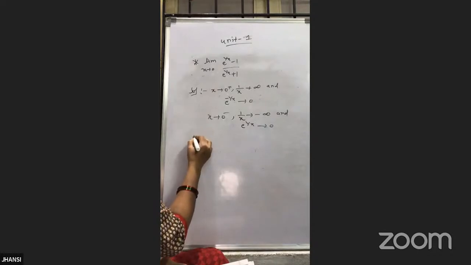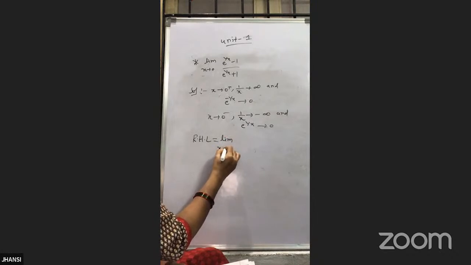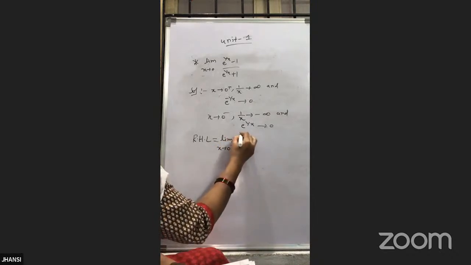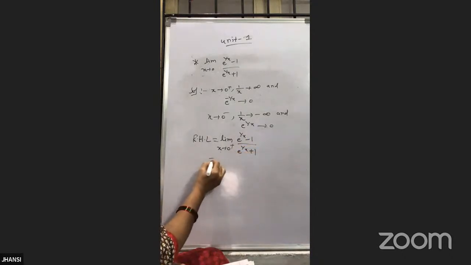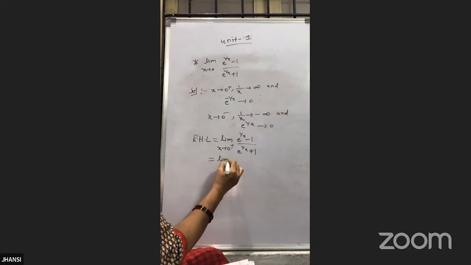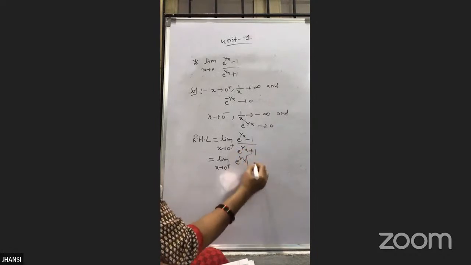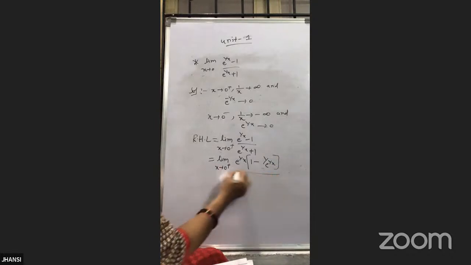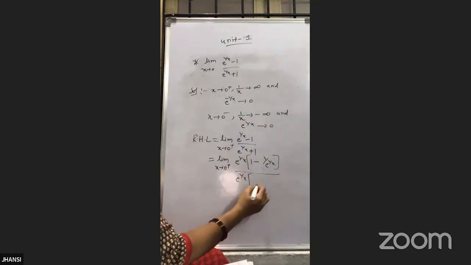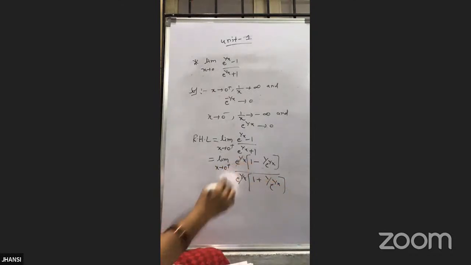So for finding the RHL, it is equal to limit x tends to 0 plus e to the power of 1 by x minus 1 by e to the power of 1 by x plus 1. So, okay. Now to convert this one, you take e to the power of 1 by x common in the numerator and denominator. So 1 minus 1 by e to the power of 1 by x, and here also, 1 plus 1 by e to the power of 1 by x. If you cancel out these two, then what will be remaining?